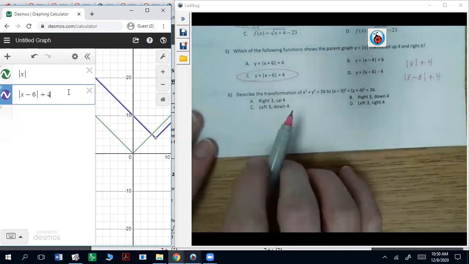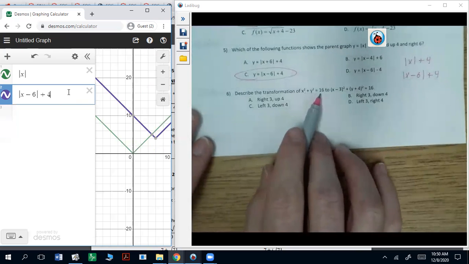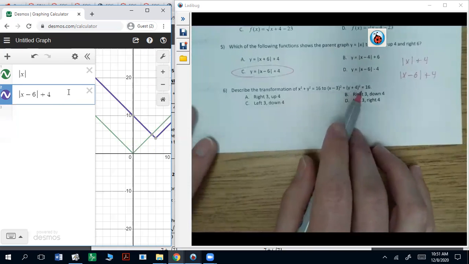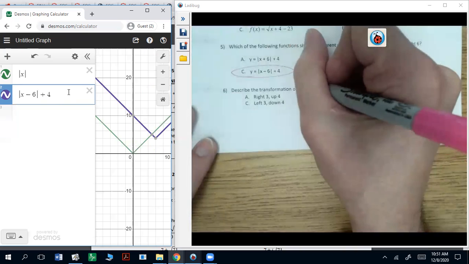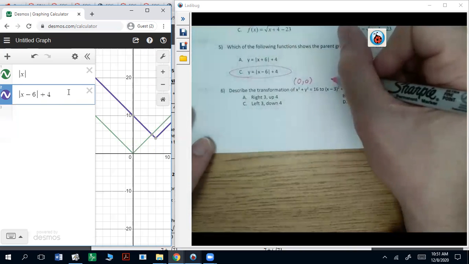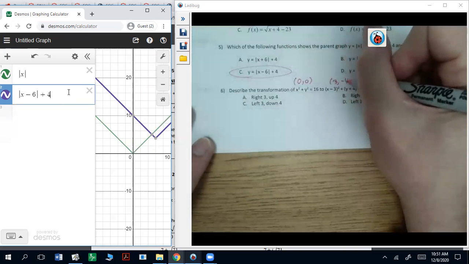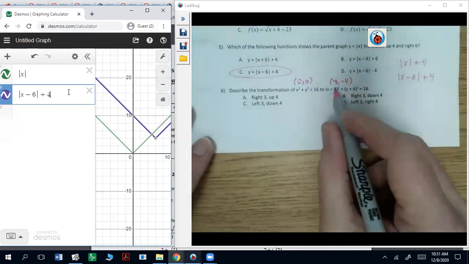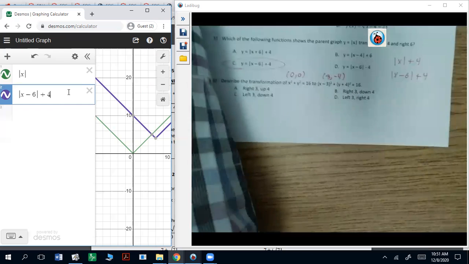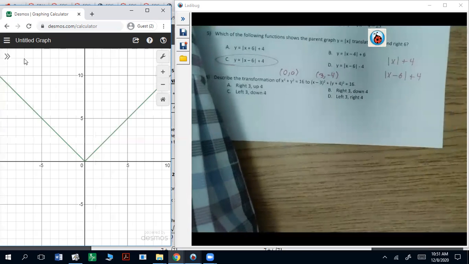And then finally, describe the transformation of x squared plus y squared equals 16 to x minus 3 squared plus y plus 4 squared equals 16. This is a circle equation centered at the origin. This equation moves to 3, negative 4. Remember the opposites of both of those for the center. So it's going to go right 3 and down 4. You can verify that in a graph.